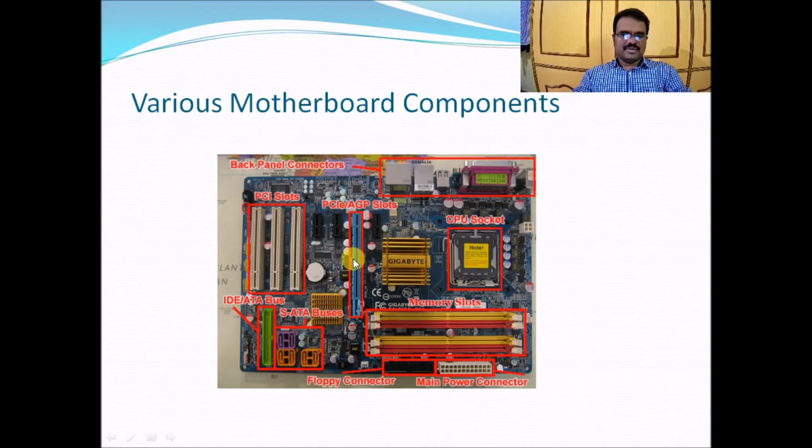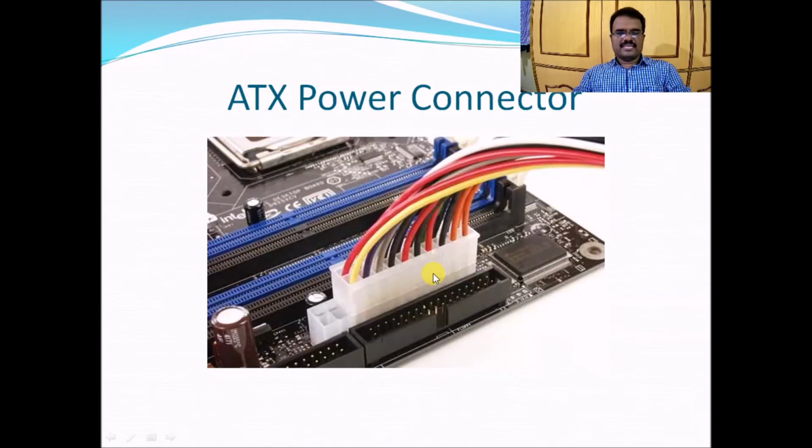This is called AGP slot, and SATA buses. These are SATA buses, IDE or ATA connectors, and these are PCI slots, and memory slots. These are RAM slots, this is CPU socket, and floppy connector, and main power connector on the motherboard. There is an ATX power connector used for supplying the power to the motherboard. Now, this power supply is coming from the SMPS, and this is a connector which is used for power supply of the motherboard.